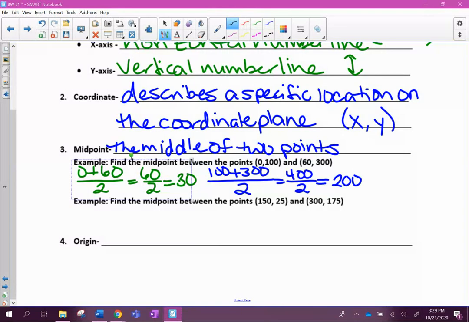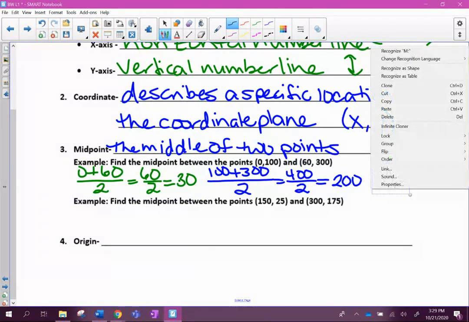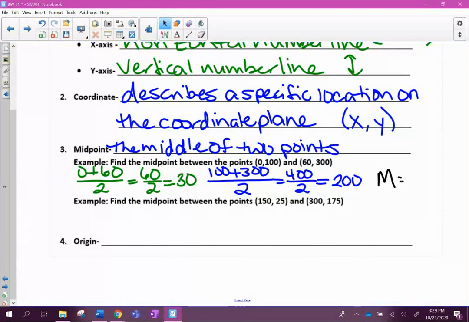So my midpoint, capital M, would be the point 30, comma, 200.